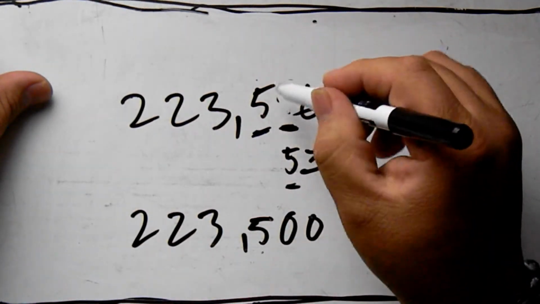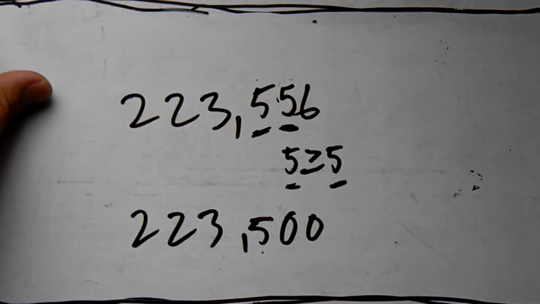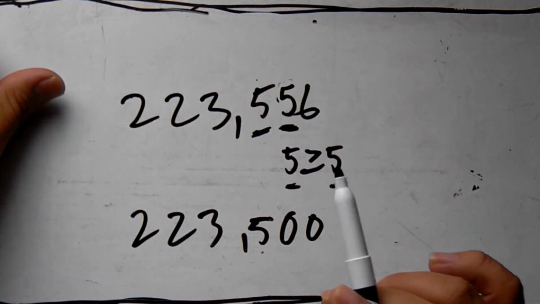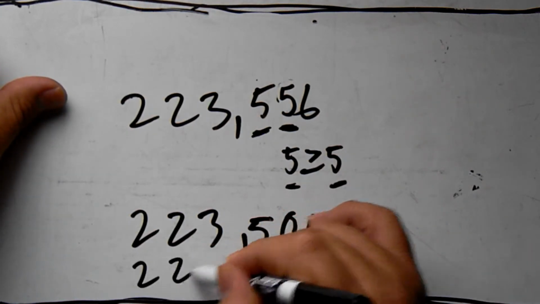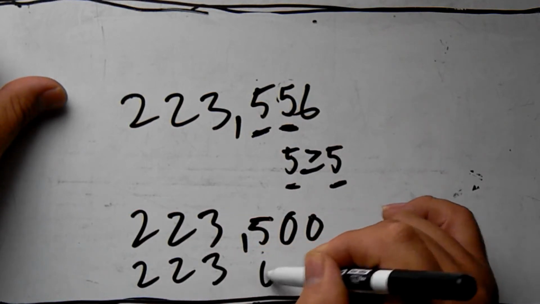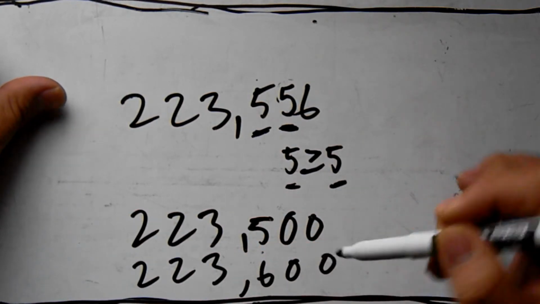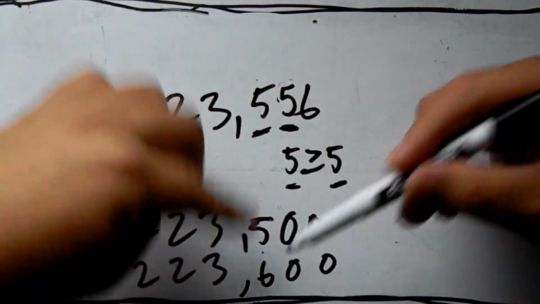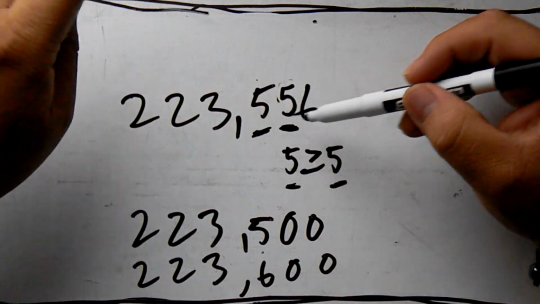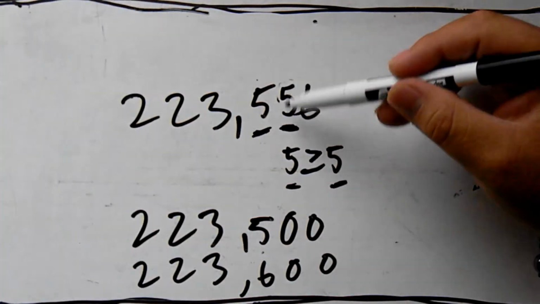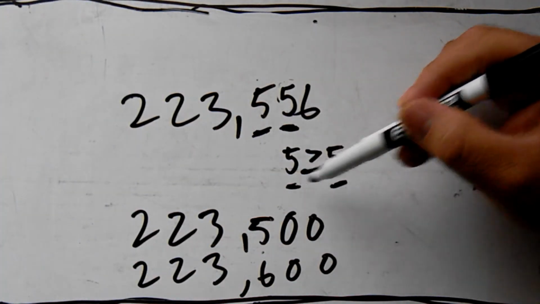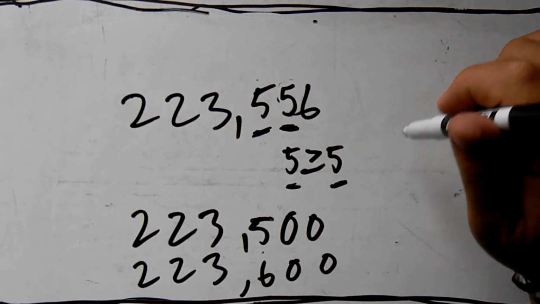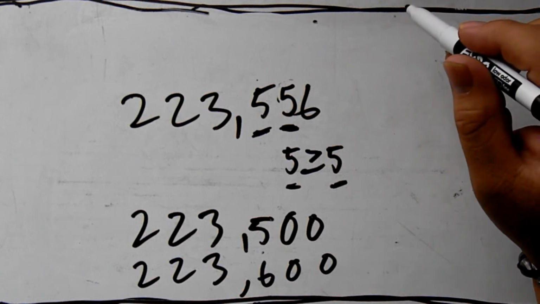But if that number was 5, then we'd actually rewrite the number as 223,6, because what that means is now it's closer to 6. So we're rounding this number, and then we have to look at this number, and see if it is greater or smaller than 5. And that's pretty much it for rounding.